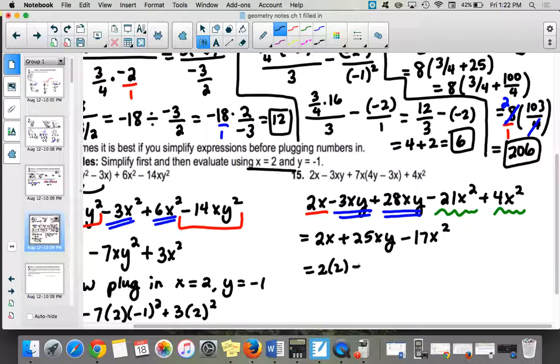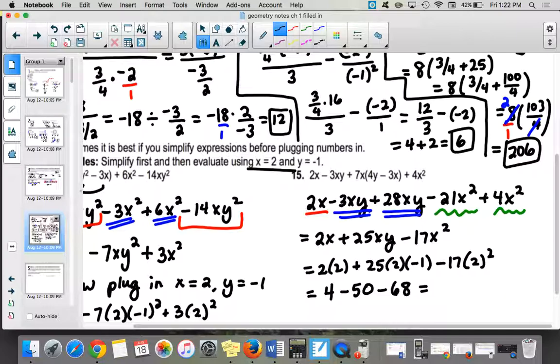So 2 times 2 plus 25 times 2. Y is negative 1. So it looks like we're going to have 4 minus 50, because it's 25 times 2 is 50 times negative 1. And then this next one, 17 times 4. So the easiest way, as I said, to multiply by 4 is to multiply by 2 and then multiply by 2 again. So 17 times 2 is 34, right? We just double it. 34 times 2 is 68, so we have minus 68.